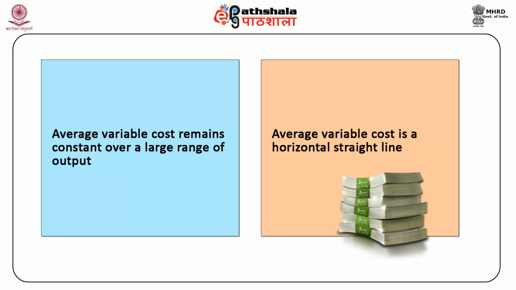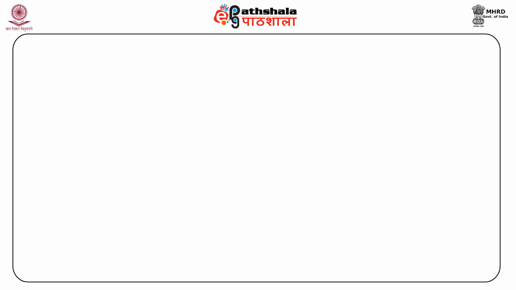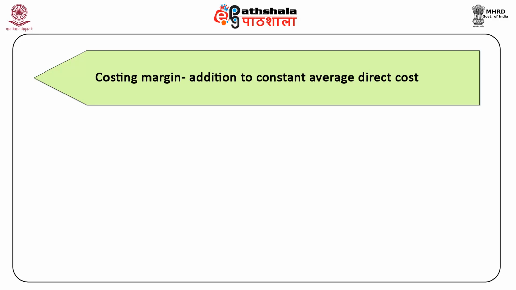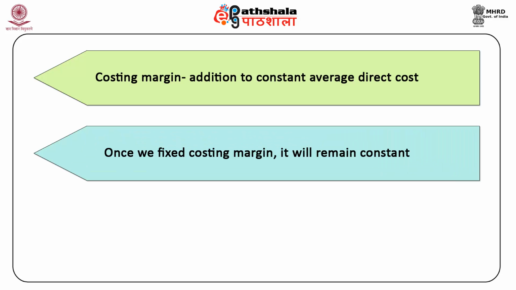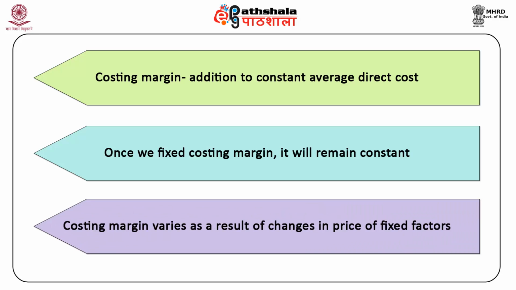Thus, the average variable cost is a horizontal straight line over a large range of output if the prices of variable factors remain constant. According to Andrews, the costing margin is defined as an addition to the constant average direct cost and will normally tend to cover the cost of the indirect factors of production and provide a normal level of net profit. Once we fix the costing margin, it will remain constant irrespective of the level of output. But the costing margin varies as a result of changes in the price of fixed factors of production and in response to competitive and market forces.